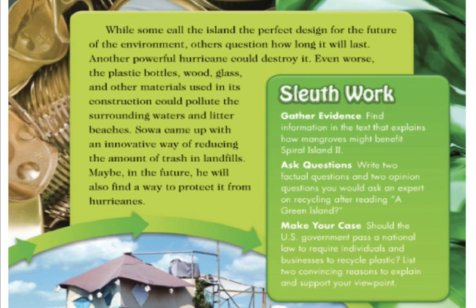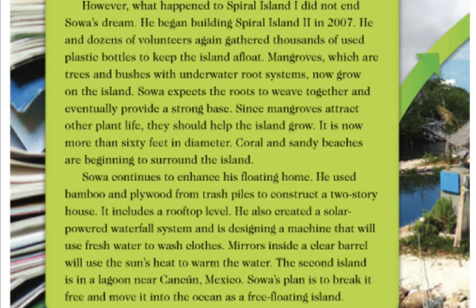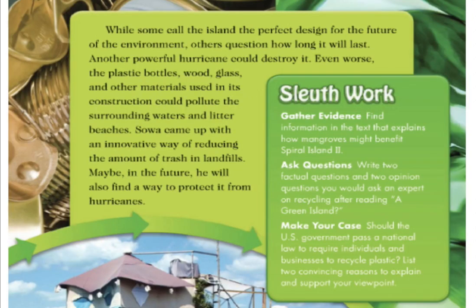All right, so gathering evidence. This means that you're going to go back to the text to look for information. And specifically, I want you to go back to the text to look for information that explains about those mangroves, those special trees and bushes, and how they will benefit Spiral Island 2. Now, we talked about this a little when we looked at paragraph 3 here. The description of those natural adaptations that were taking place. But I want you guys, after the video, to take some time to reflect on that and to write down your ideas.